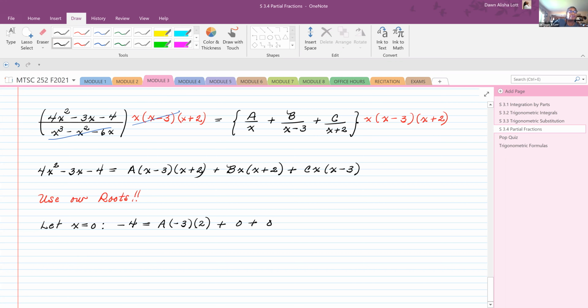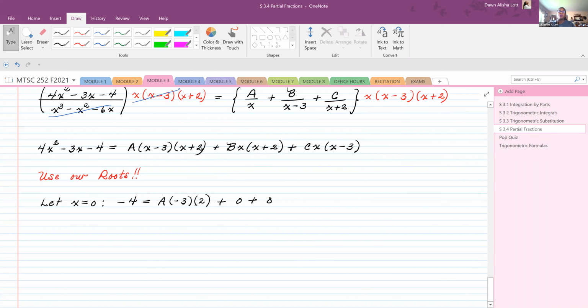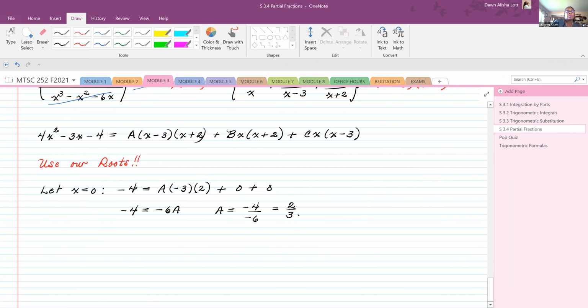Okay, so just that fast, by using that, we already know what a is. So I have -4 is equal to -6a. So a is -4 divided by -6. So a is 2/3. Okay.